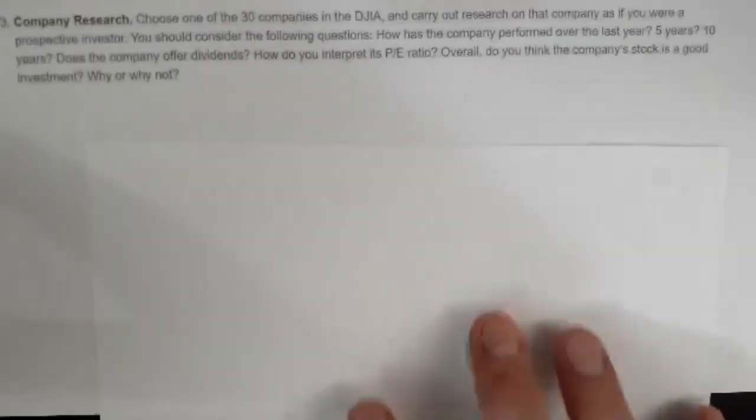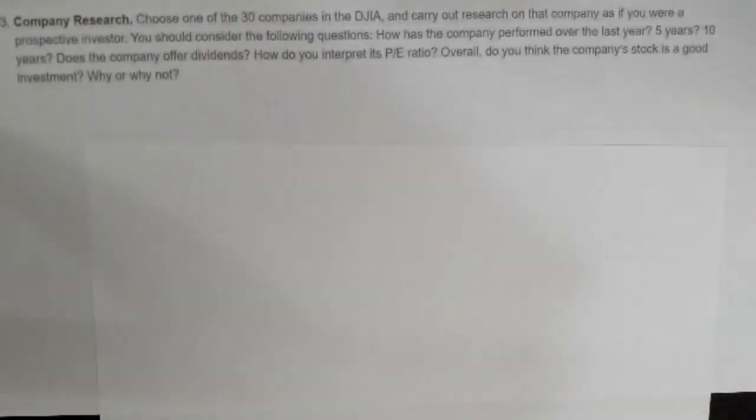Choose one of the 30 companies in the DJIA. Okay, so DJIA is the Dow Jones Industrial Average. Carry out research on that company as if you were a prospective investor. You should consider the following questions. How has the company performed over the last year, 5 years, 10 years? I think this sounds like a really good activity to leave y'all with. We're right at the end of the class anyway. Overall, do you think the company stock is a good investment? Why or why not? So go invest something.